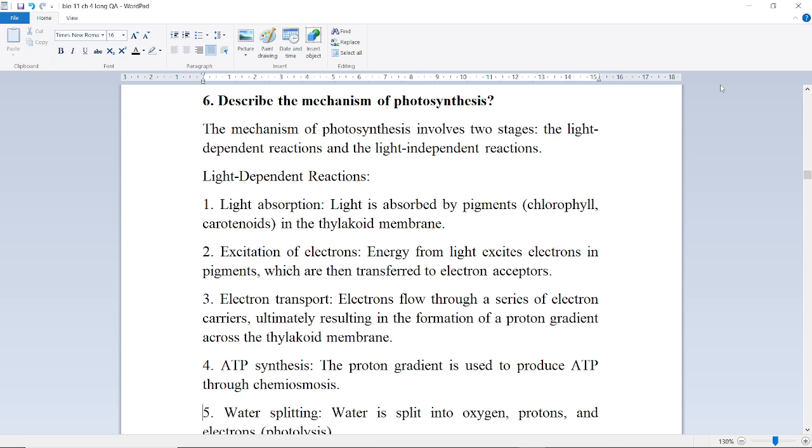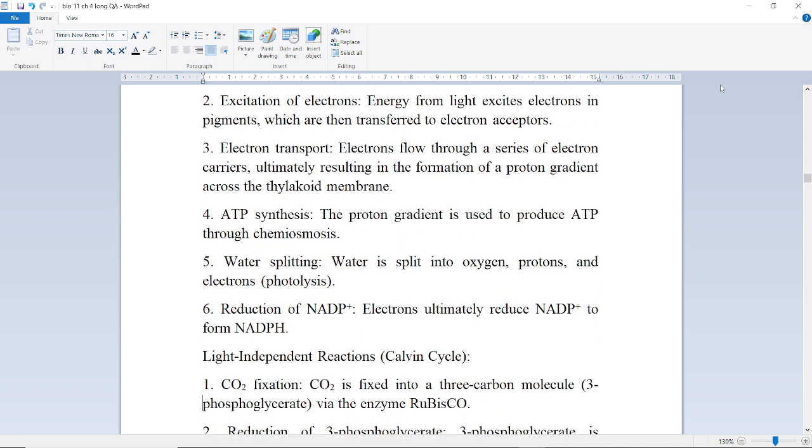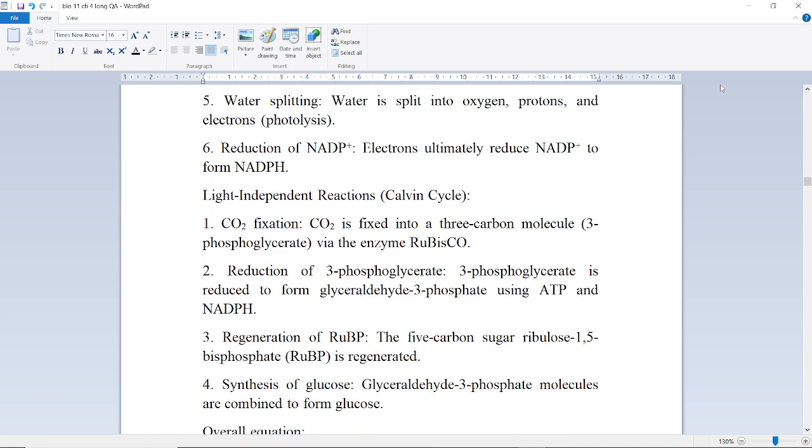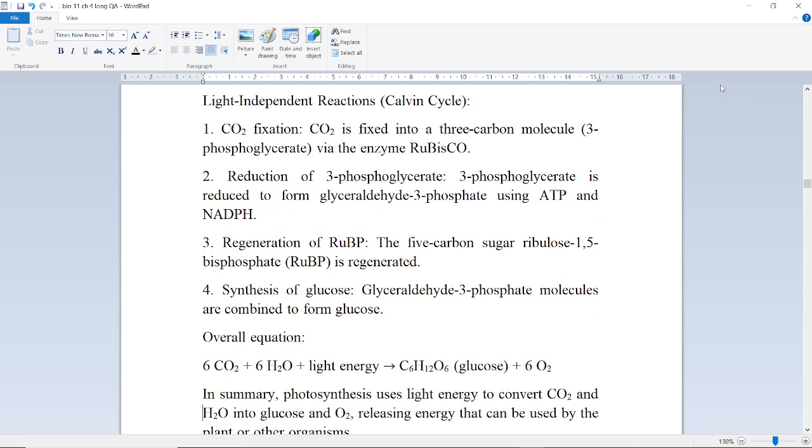Next is water splitting. Water is split into oxygen, protons, and electrons by photolysis, leading to reduction of NADP+. Electrons ultimately reduce NADP+ to NADPH. Light-independent reactions, Calvin cycle. First step is CO2 fixation. Carbon dioxide is fixed into a 3-carbon molecule, 3-phosphoglycerate, via the enzyme Rubisco.